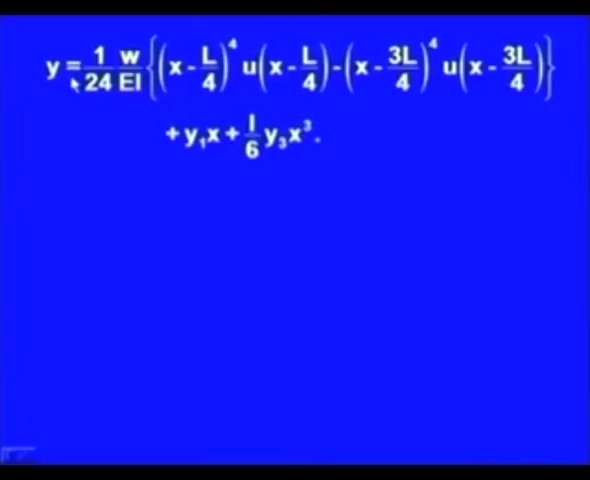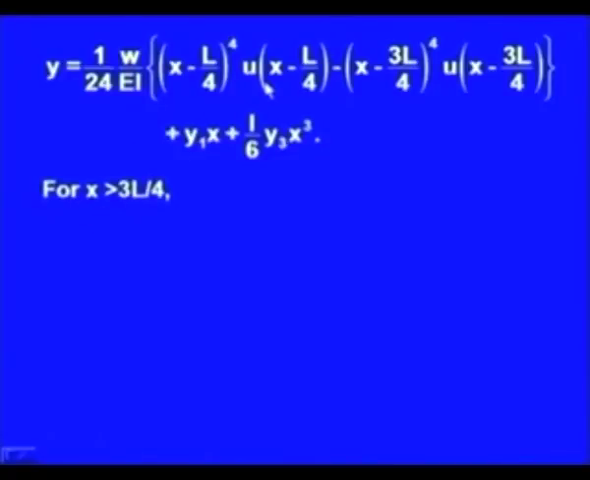When we take the inverse Laplace transform of this equation, we get y equal to 1 by 24 w over EI, (x minus L by 4) raised to the power 4 into u(x minus L by 4), minus (x minus 3L by 4) raised to the power 4 into u(x minus 3L by 4), plus y1 x plus 1 by 6 y3 x cube, where we have made use of the second shifting theorem.